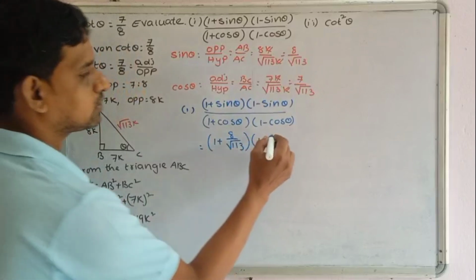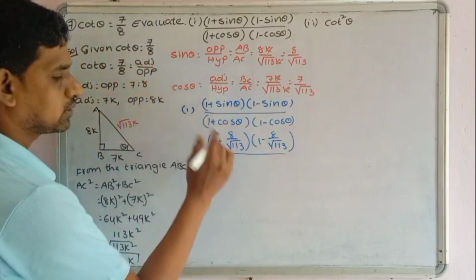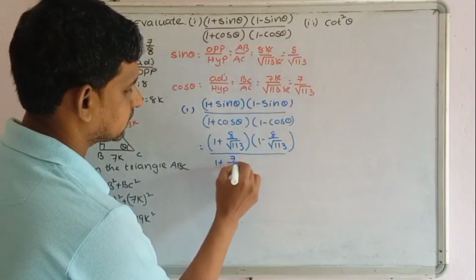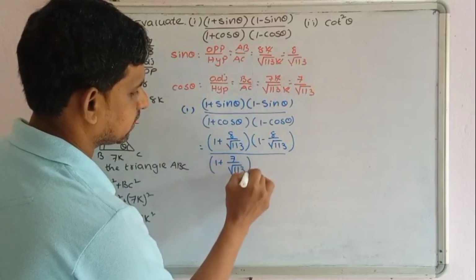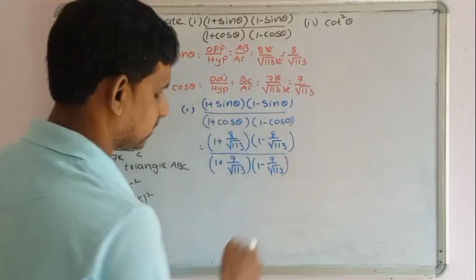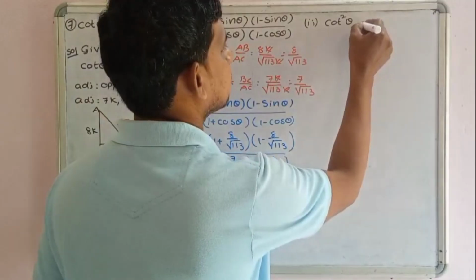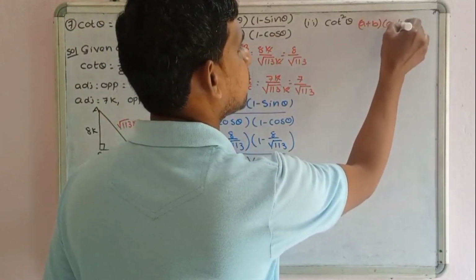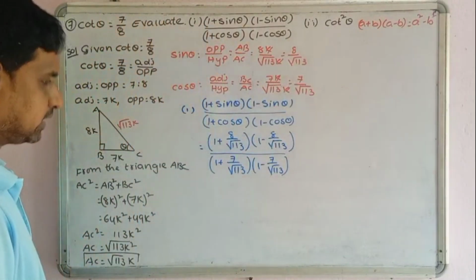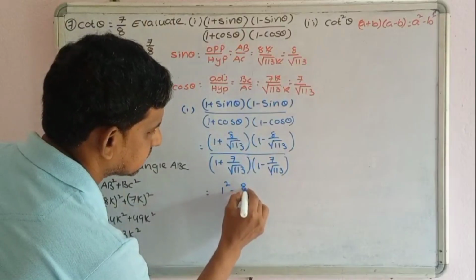1 minus sin theta value is 8 by square root of 113. And 1 plus cos theta value is how much? 7 by square root of 113. And 1 minus cos theta is 7 by square root of 113. Okay, see once, what is the formula of (a plus b) into (a minus b)? A square minus b square. See, this is how the formula a plus b into a minus b is, so a square minus b square.